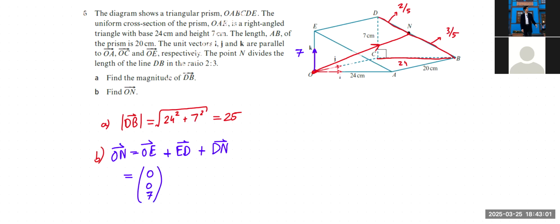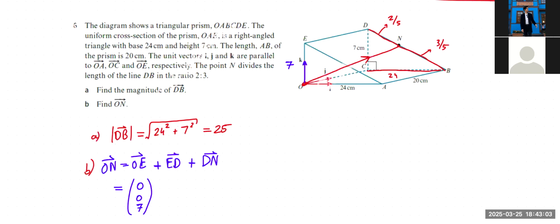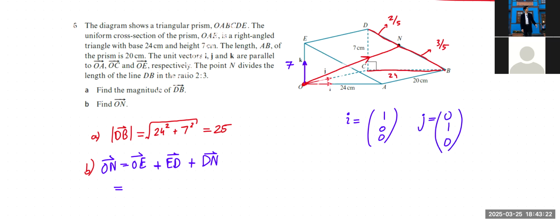This is a bit new, so basically think about it like this. I is 1, 0, 0 because it's only one step in the X direction. J is 0, 1, 0 because it's only one step in the Y direction. And similarly, K is 0, 0, 1 because it's one step in the, what's it called, the Z direction, basically.